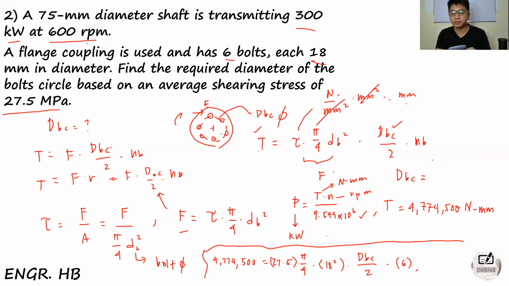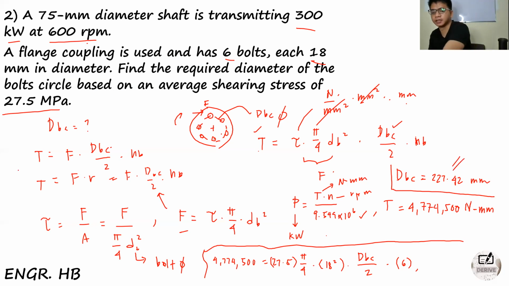So yung answer mo, huwag mo na barahin yung torque kanina. Times 4 divide pi. Divide 27.5. Divide 18 squared. Times 2 divide 6. And we have it. So we have our 227.42 mm. Okay, so that will be for the second item.